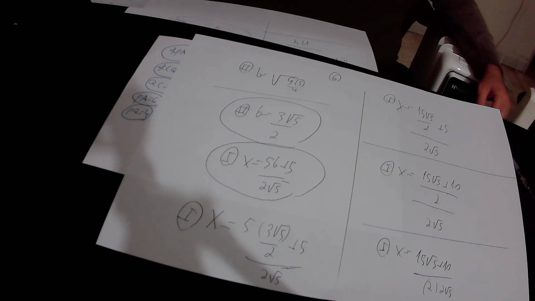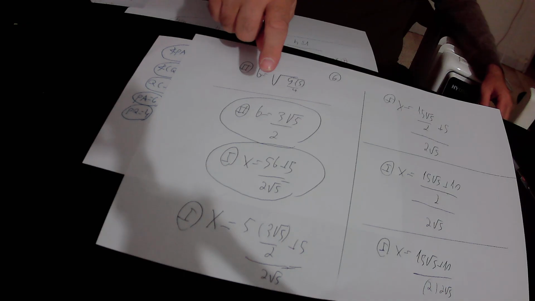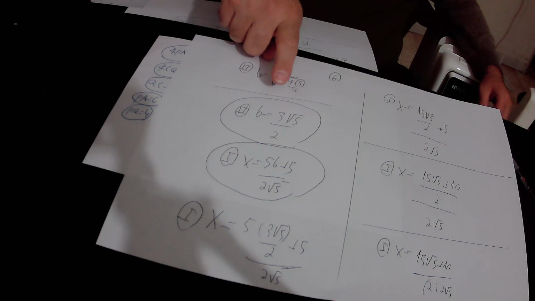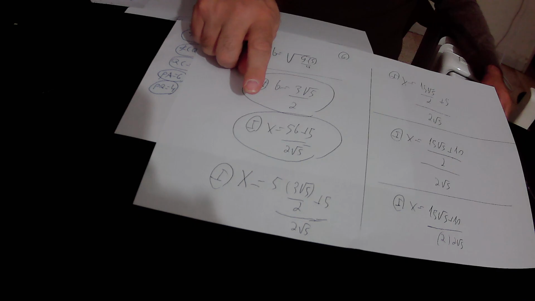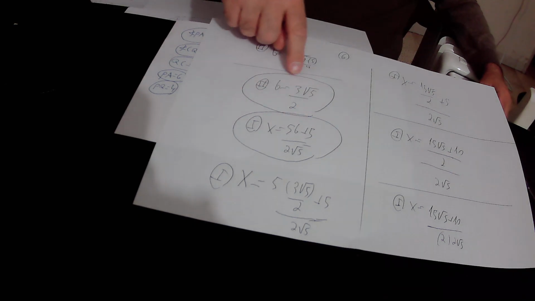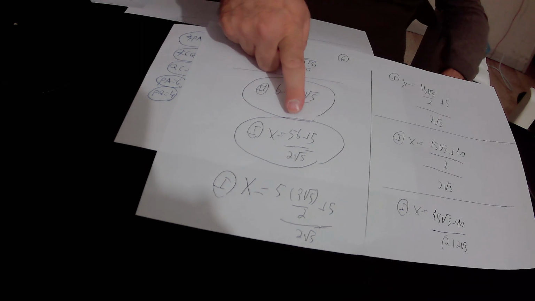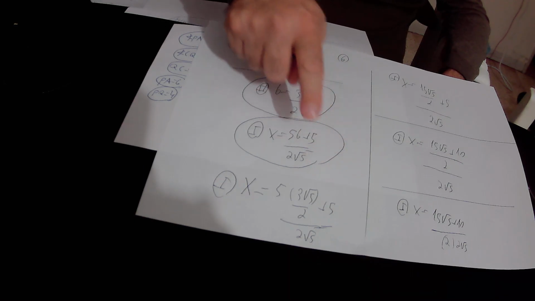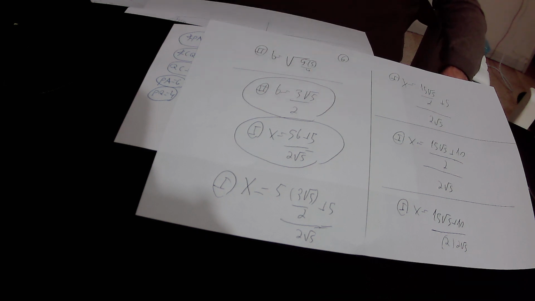While according to equation number 1, we have already found out that x equals 5b plus 5 over 2 times square root of 5. So now we can substitute b in this equation, equation number 1, by 3 times square root of 5 over 2. We did it, and we got that, according to equation number 1, x equals 5b, and b is 3 times square root of 5 over 2, plus 5 over 2 times square root of 5. This is the value of x.